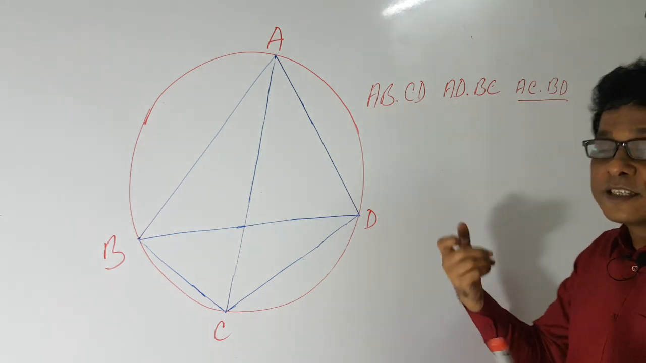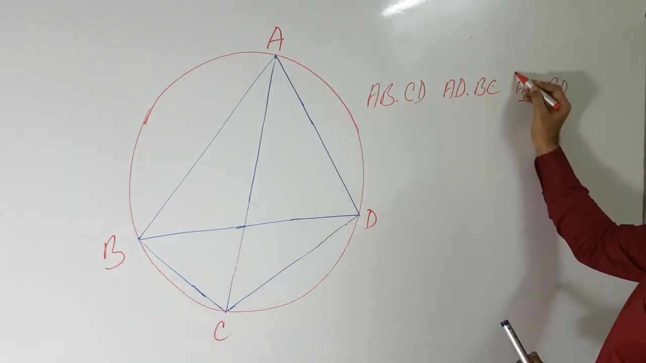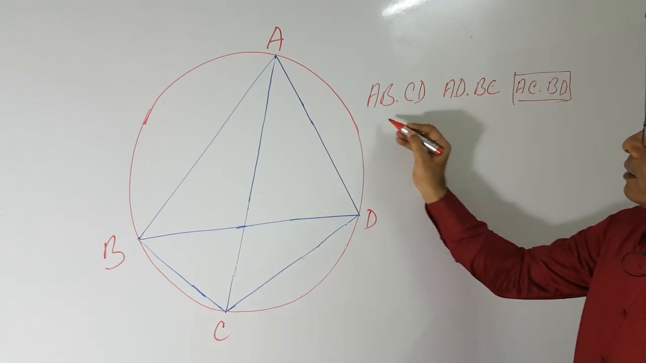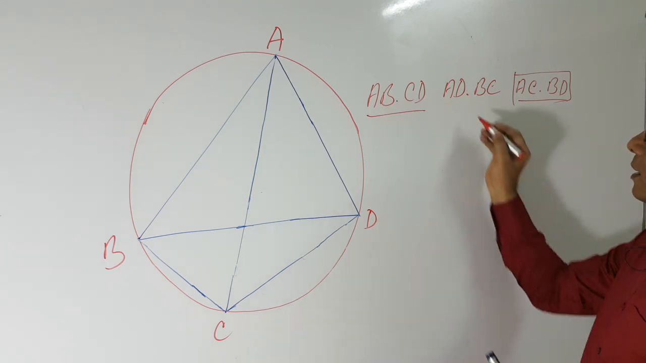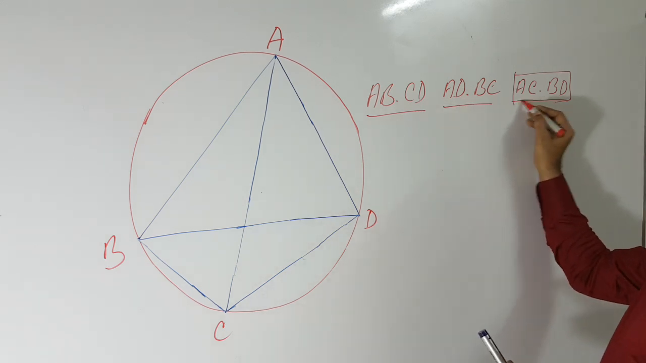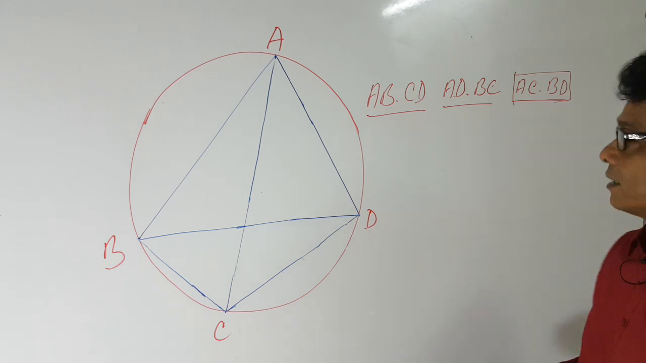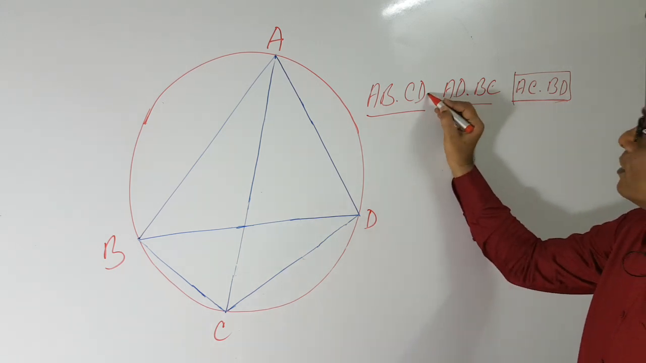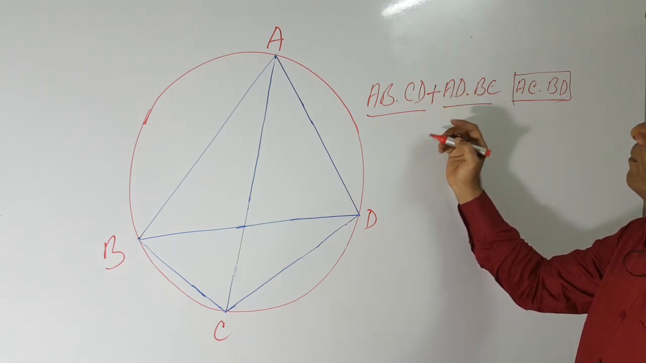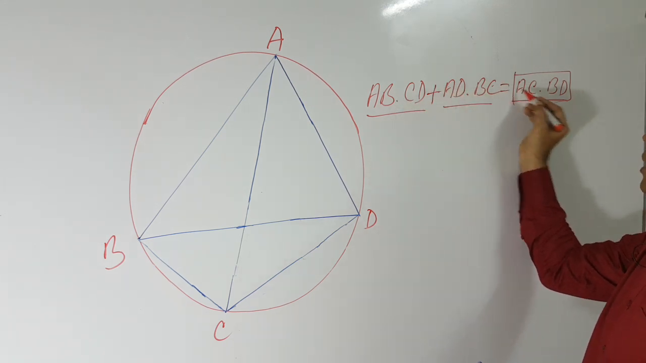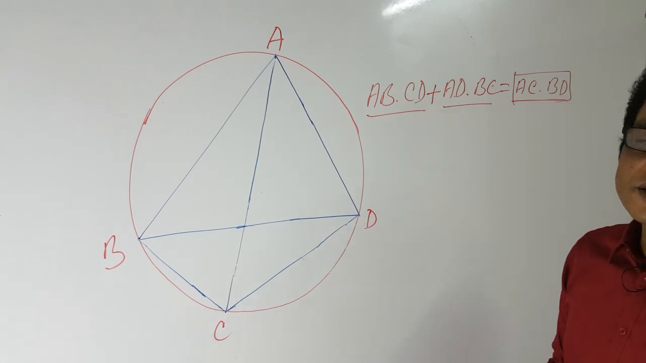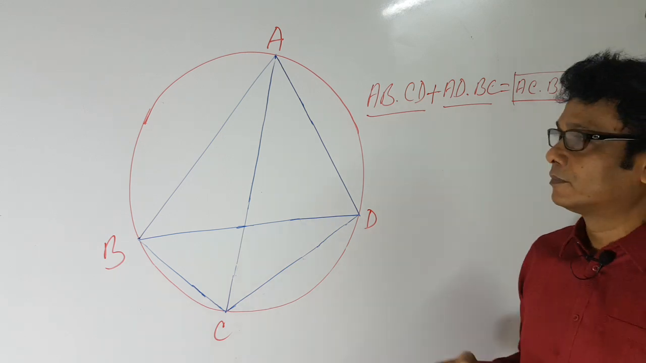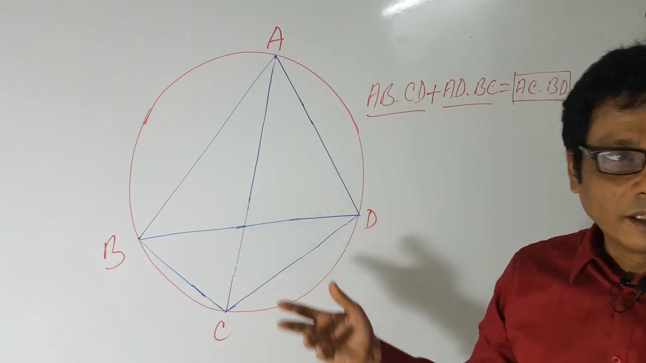Now, which one is biggest? Obviously, this is the biggest. This is the area of a rectangle. This is the area of another rectangle. This is the area of another rectangle. But this is biggest. The area of this plus area of this equal area of this. This is Ptolemy's theorem. Now we will prove it.